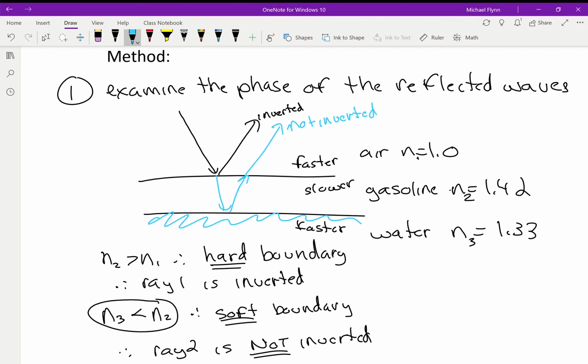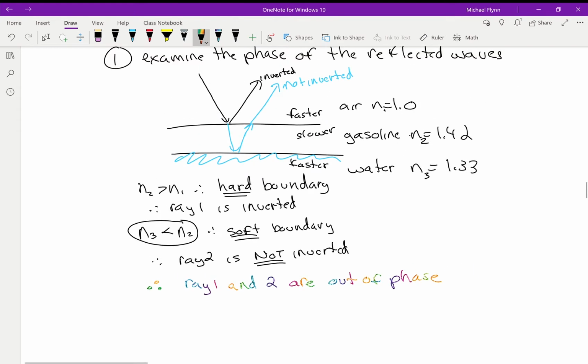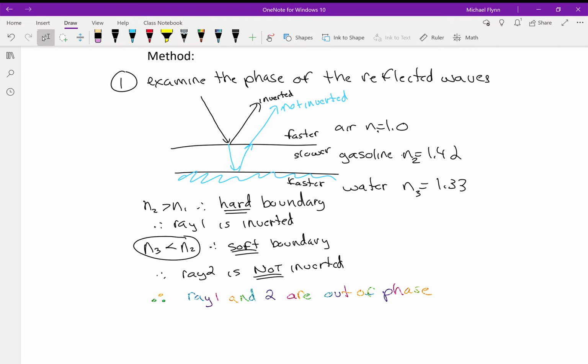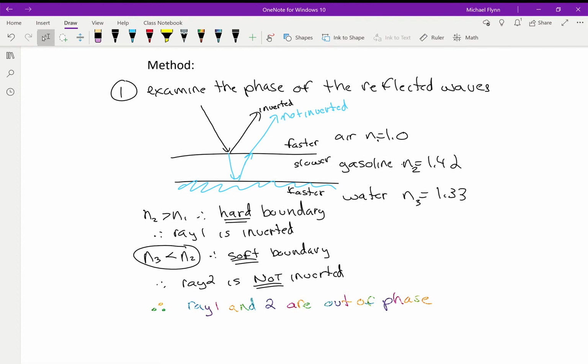Okay? So here's the deal. I'm going to draw a conclusion now. I'll put in my rainbow color. Therefore, ray 1 and 2 are out of phase. Okay? So one is a crest and the other one's a trough. Okay, so that's step 1. You have to make that decision. It's actually a really easy step to do on all of these problems, and we'll do some more examples. This video is going to be a little longer than normal today because thin film interference is a big topic. Okay. All right, so that's step 1.